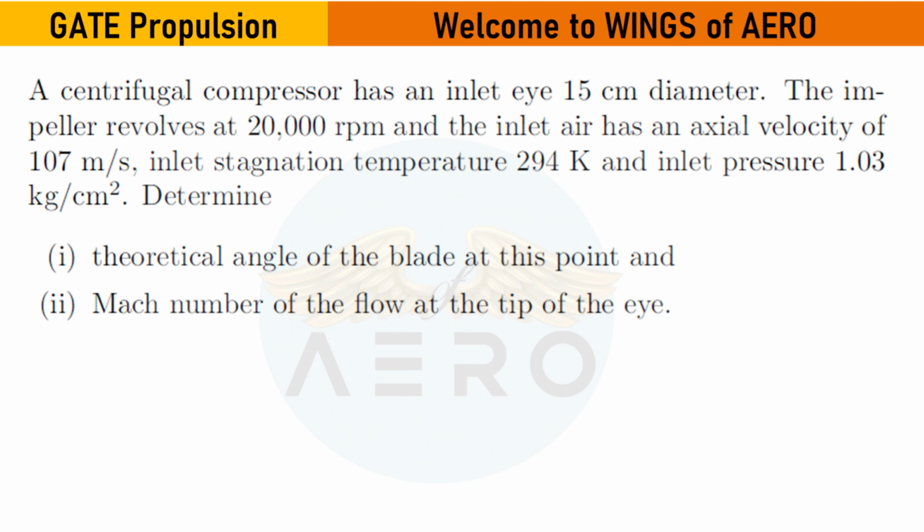A centrifugal compressor has an inlet eye 15 cm diameter. The impeller revolves at 200 rpm and inlet air has an axial velocity of 107 meter per second. Inlet stagnation temperature 294 Kelvin, inlet pressure 1.03 kg per meter square.